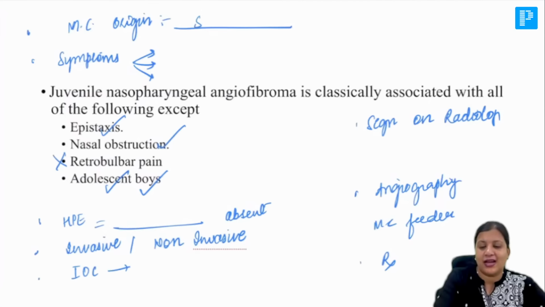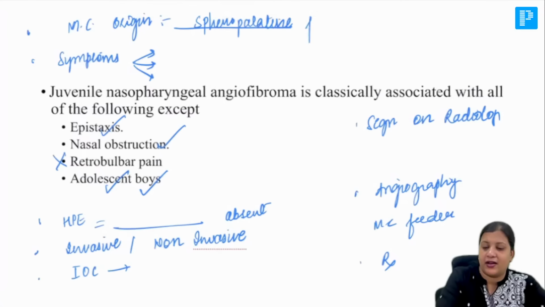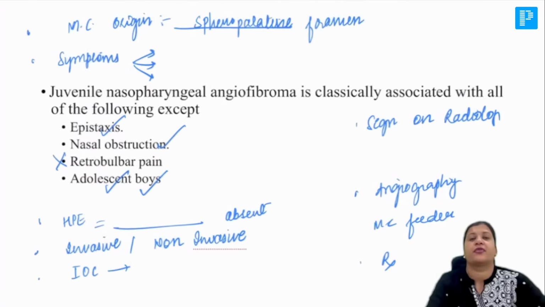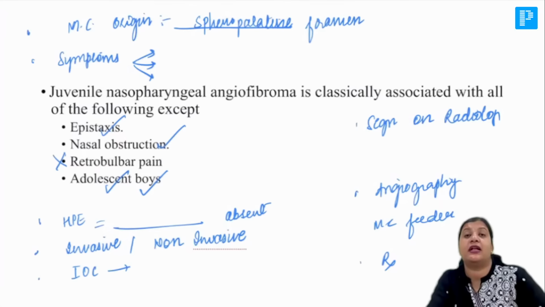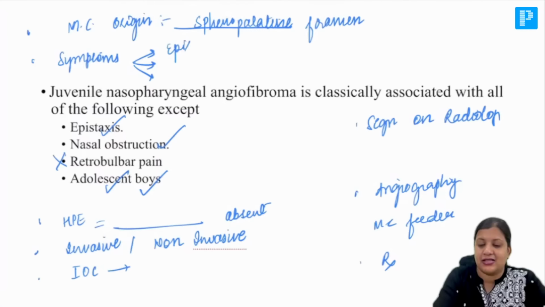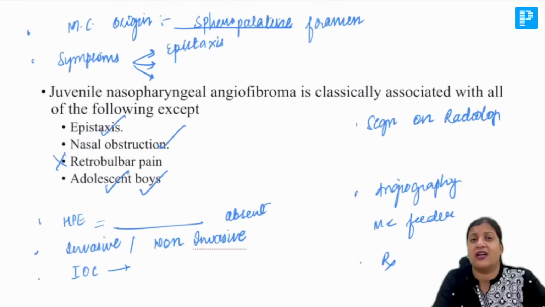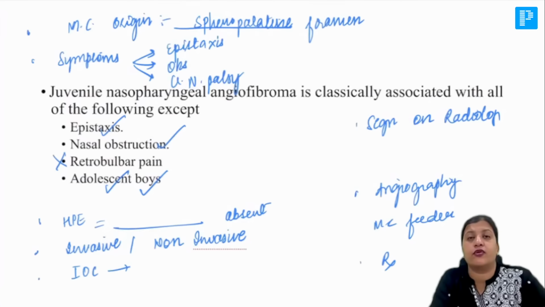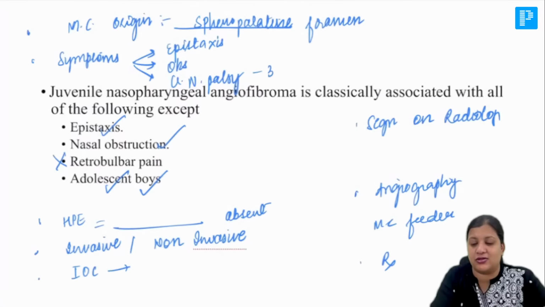So the most common site of origin is sphenopalatine foramen, and this sphenopalatine foramen is located about 8 to 10 mm behind the middle turbinate near the posterior wall of maxillary sinus. The three presenting symptoms are, the first one, it can cause epistaxis or bleeding manifestation, which is recurrent, unprovoked, and profuse. It can cause obstructive features where there is nasal obstruction, eustachian tubal obstruction, and it can cause cranial nerve palsies, third, fourth, fifth, sixth cranial nerve palsies. So 2, 3, 4, 5, and sixth cranial nerves are involved.